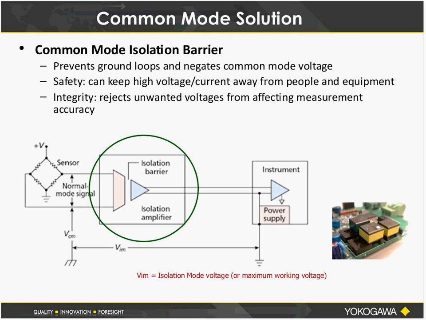And it negates the common mode voltage. It protects the instrument and it protects the user from these high voltages and the common mode voltages. And it keeps unwanted voltages from affecting your measurement accuracy. So if you're working with anything related to power or high currents or exposed electrical components, or you're seeing noise, we highly recommend that you look at a common mode isolation barrier or an instrument that employs one.